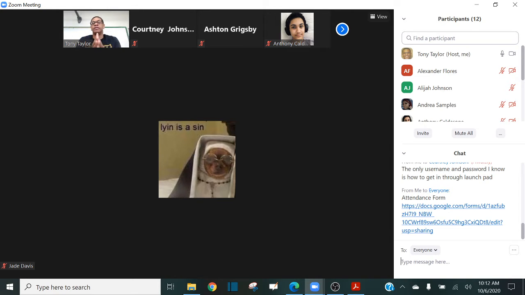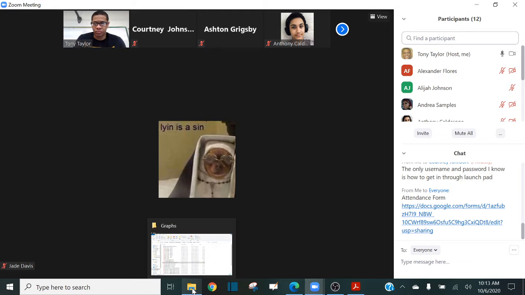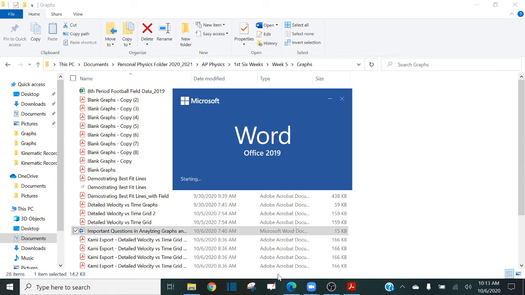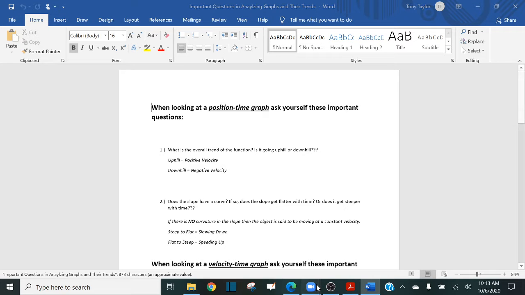What I want to focus on today is objects that are accelerating, that are either speeding up or slowing down. Anytime we have objects that are accelerating on a position versus time graph, we're going to always see curved lines as opposed to straight lines. Okay, so what I want to do now is go over some important rules with you guys, and then we're just going to look at several examples.